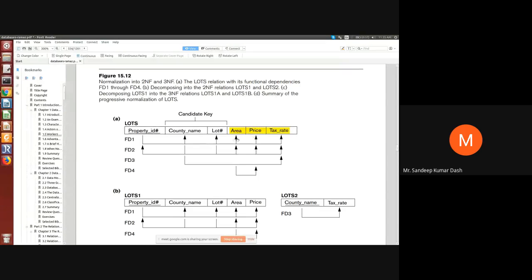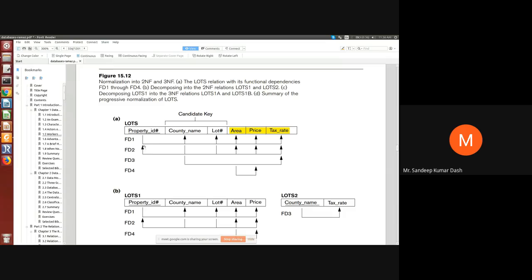Fine. So for these non-prime attributes, now you have to check whether they are fully functionally dependent on the primary key or partially dependent. Here the primary key is a single attribute, so there is no way of it being partial. That will automatically be full, because all are dependent on this one. So this is a full functional dependency. But in this case, county name and lot number determine area, price, tax rate, and property ID. But property ID is a prime attribute, so no need to check.